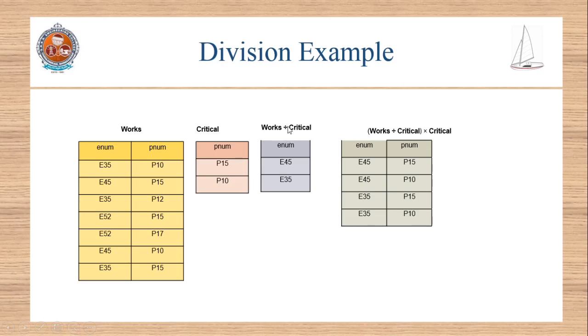So now when we perform works divided by critical, we are having the employee numbers which are satisfying, or which are having the values of pnum. See here, employee E45 is having P15, and here also there is another entry with E45 having P15.